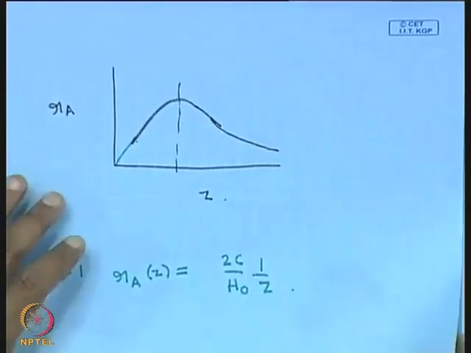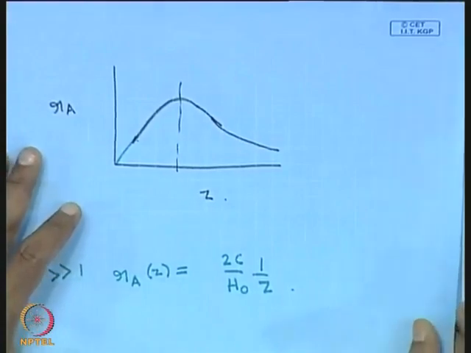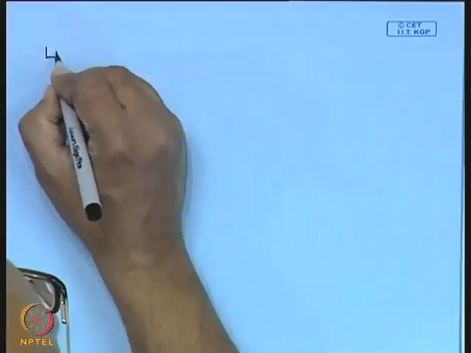So let me remind you again, the angular diameter distance is important if you can measure the angle and the redshift and you know the size of the object. Okay, let me now introduce another kind of distance which is of relevance in cosmology. This is called the luminosity distance.